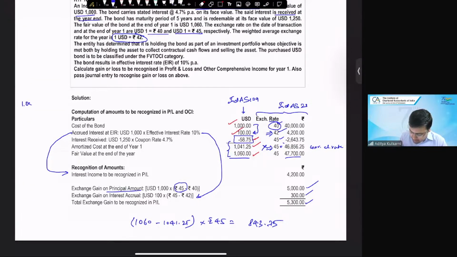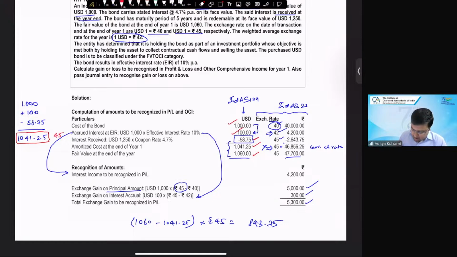My instrument started at 1000, then it built up to 100, and then I collected 58.75. Is it okay? Yes. So this comes to 1041.25. Now, this balance is already stated at 45, correct?